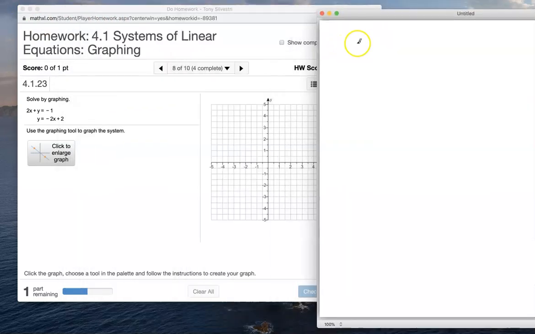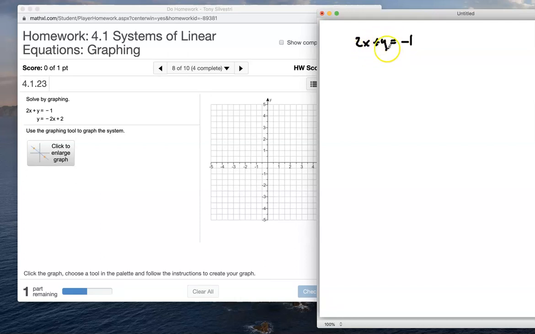I'm going to do the first one. 2x plus y equals negative 1. And you know what? If I say if x is 0, what's y? And if I say if y is 0, what's x? X is going to be a half. I don't want fractions, but you can certainly do this. Why don't we do this?